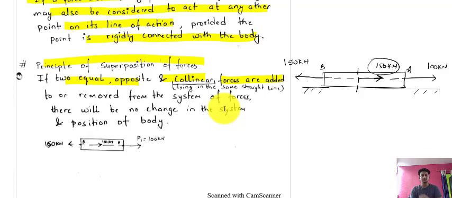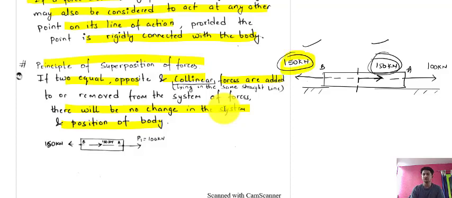So principle of superposition of forces says that if two equal magnitude but opposite in direction forces in same line of action, means collinear forces, are added to or removed from the system of forces, अगर इन दो forces को remove कर दिया जाए इस system से, there will be no change in the system and position of the body. So this system will remain as such, either with these forces or without these forces.